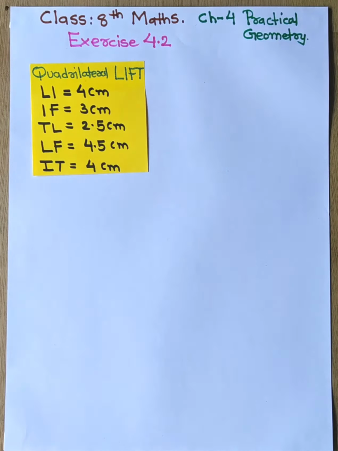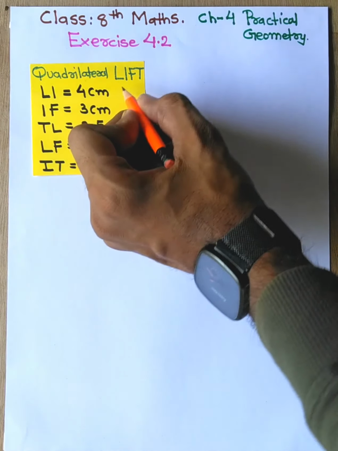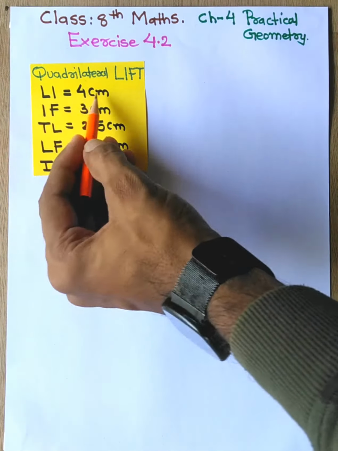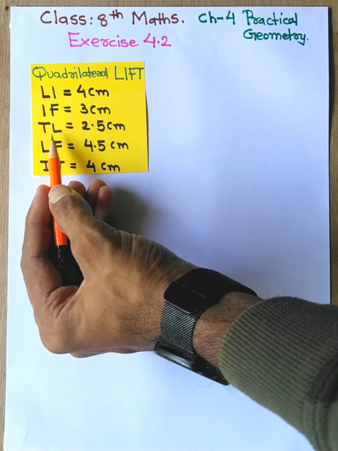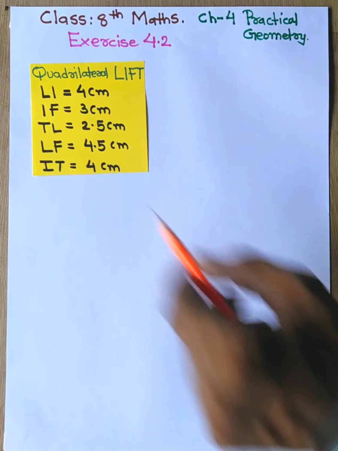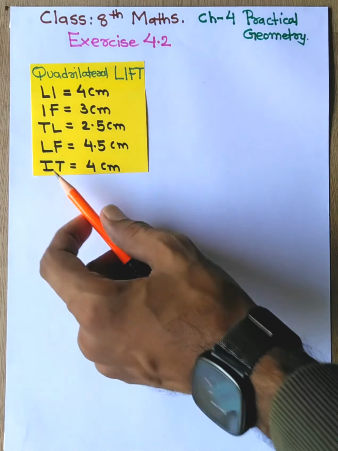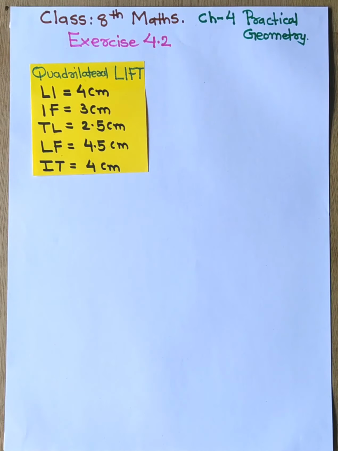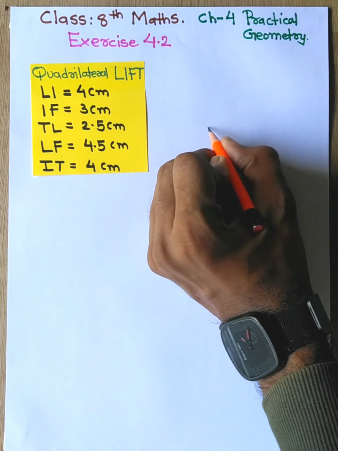So in total we have three constructions: quadrilateral LIFT, quadrilateral GOLD and quadrilateral BEND. So let us start with the first one, quadrilateral LIFT, in which LI is 4 cm, IF 3 cm, TL 2.5 cm, LF 4.5 and IT 4 cm. Before we go for the actual construction, let us see what will be the rough figure. So we will start with LI.